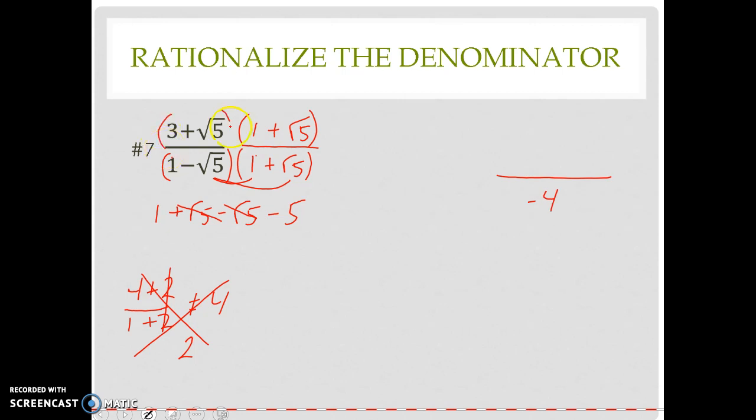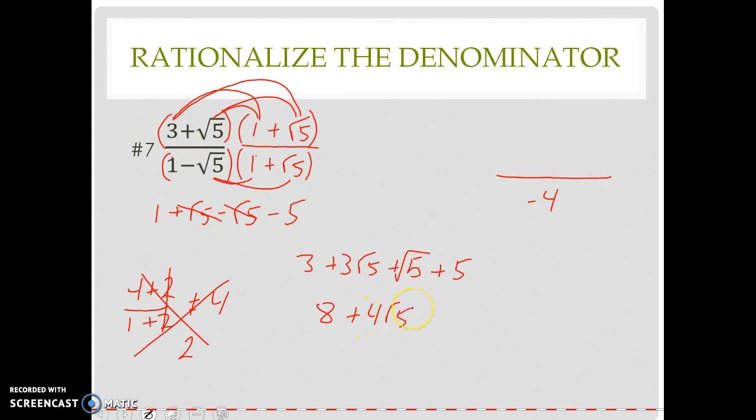Now if I multiply the numerators together, I'm going to take 3 times 1 is 3. 3 times radical 5 is 3 radical 5. And then radical 5 times 1 is just radical 5. And then radical 5 times radical 5 is positive radical 25, which is positive 5. And so when I simplify this, 3 plus 5 is 8, plus 3 radical 5 plus another radical 5 is 4 radical 5. So it's going to be 8 plus 4 radical 5.